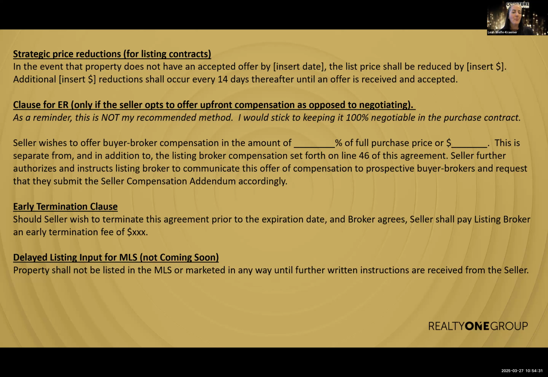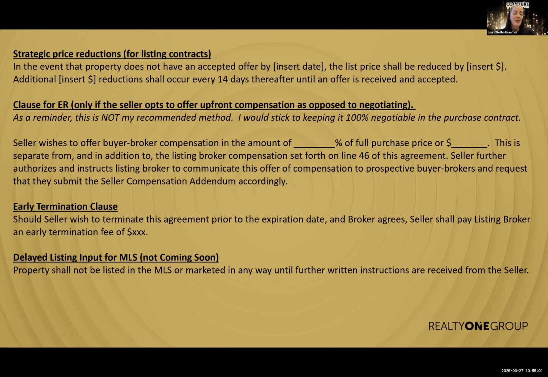So seller wishes to offer buyer broker compensation in the amount of whatever percent or dollar amount. This is separate from and in addition to the listing broker compensation set forth on line 46 of this agreement. Seller further authorizes and instructs listing broker to communicate this offer of compensation to prospective buyer brokers and requests that they submit the seller compensation addendum accordingly. So the end game, the end document is the same. It's still going to be the SCA in either circumstance, but this is giving you a specific amount that you can share in advance, just not on the MLS.